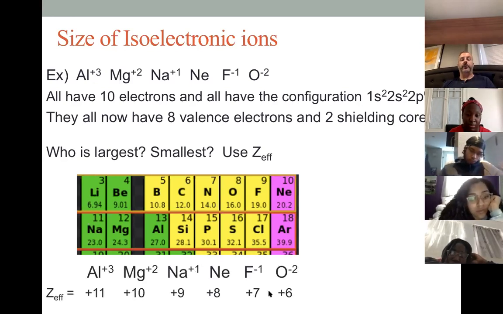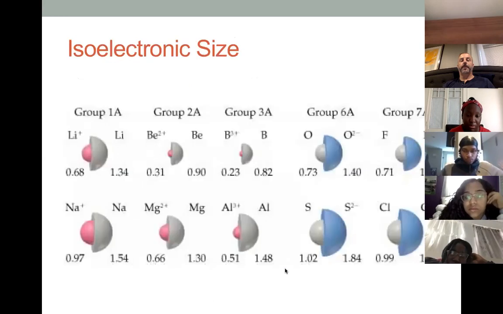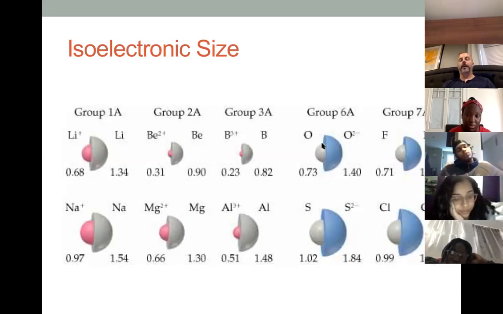There's the effective nuclear charges of all of them, just so you can see it. Al is a +11, so that's a really strong pull. It's going to make it really small, whereas O only has a +6, and it has extra electrons. Another visual of them: the pink is the ion size, the gray is the neutral. And for the nonmetals, the blue is the ion size, O-2, and the gray is the neutral nonmetal atom.